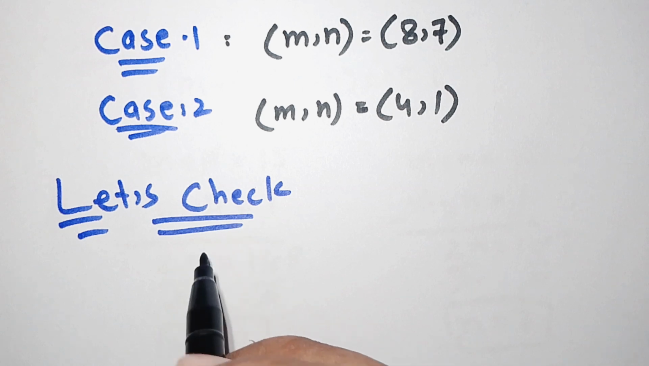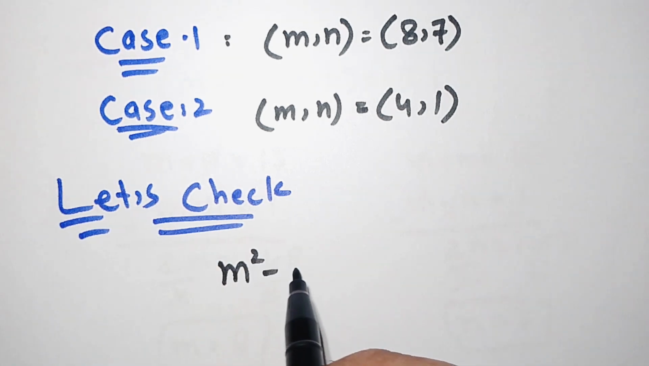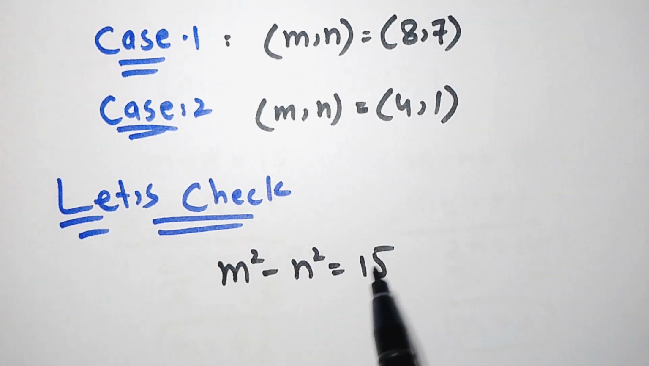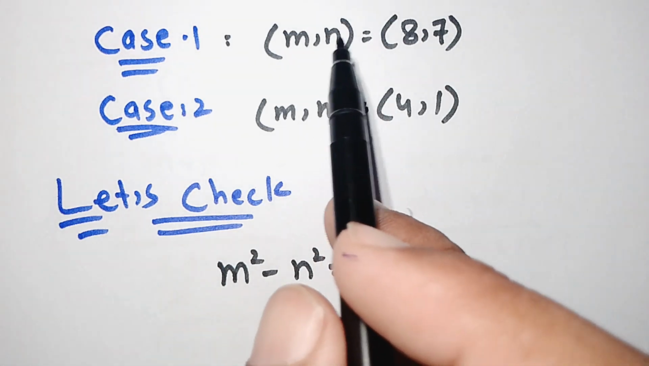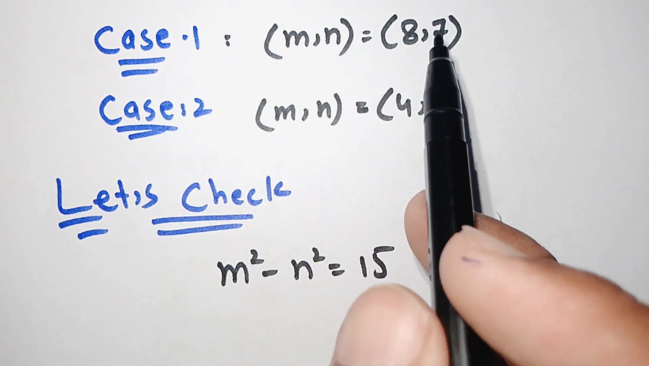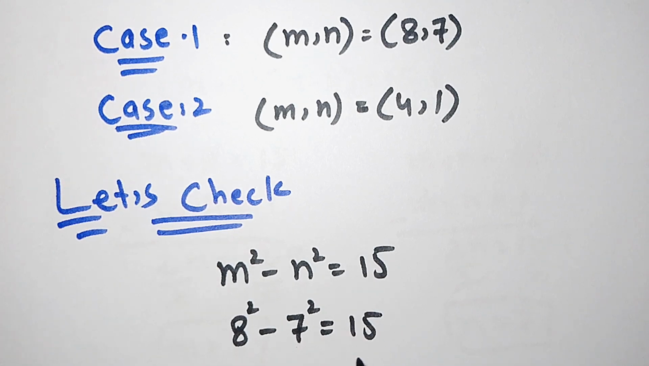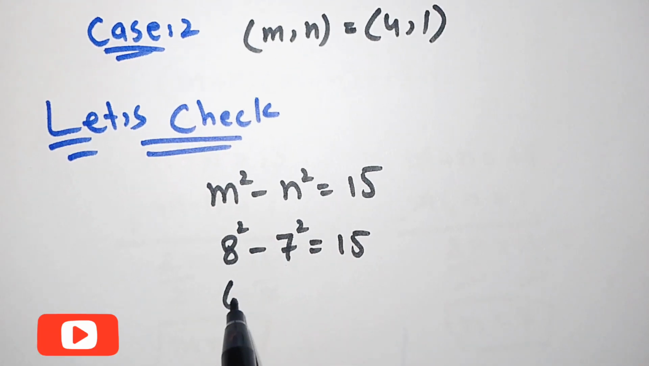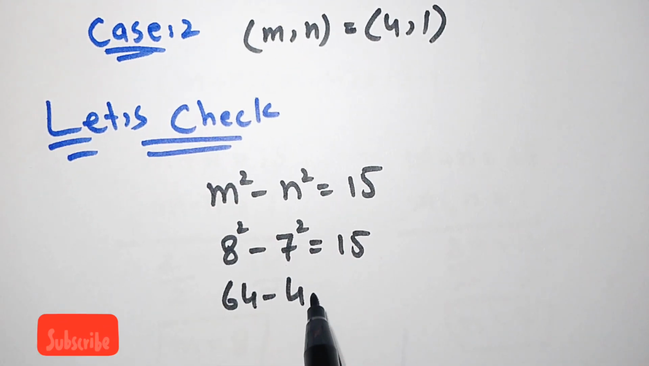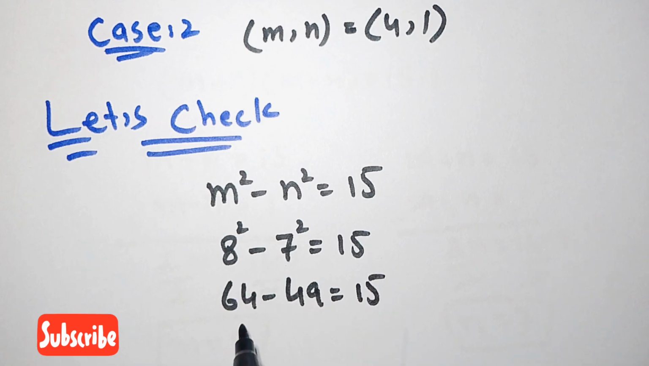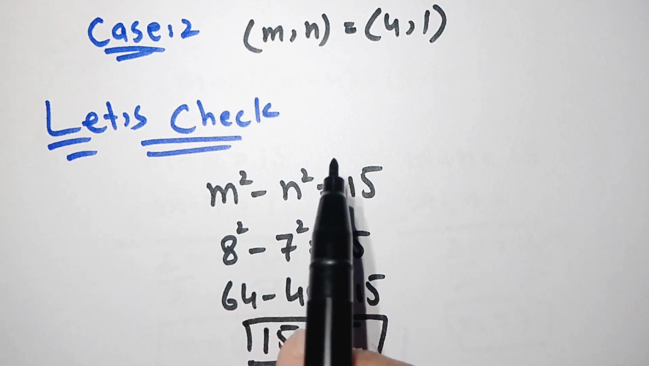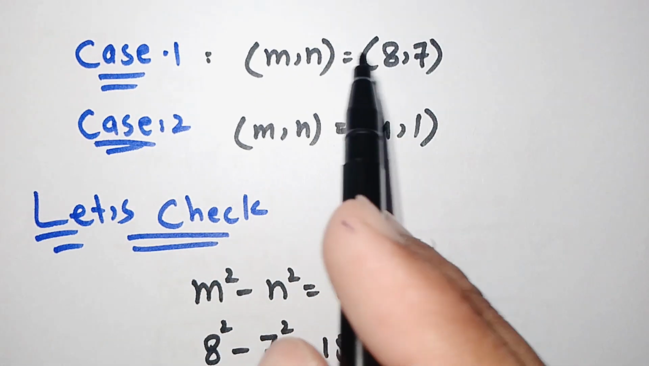Now we know that the question is m square minus n square is equal to 15. Now we put the values of case number first, that is m is equal to 8 and n is equal to 7. So this will become 8 square minus 7 square is equal to 15. 8 square is equal to 64, minus 7 square is equal to 49, and finally 64 minus 49 is equal to 15. This shows that the left hand side and the right hand side are equal. So the values of case number first, m is equal to 8 and n is equal to 7, are the correct values.